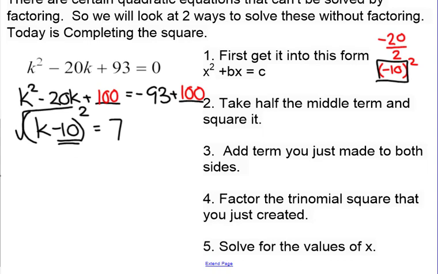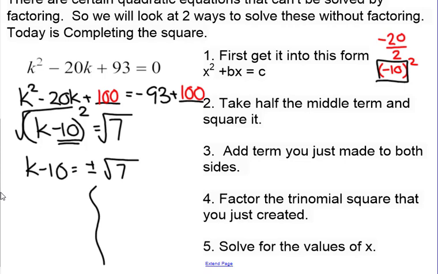So now to solve, we're going to square root both sides. K subtract 10 is equal to, again, when you put in the square root, you get plus or minus. We can't simplify root of 7, so it's going to stay root of 7. Split our pieces. k subtract 10 is equal to positive root of 7. K subtract 10 is equal to negative root of 7.